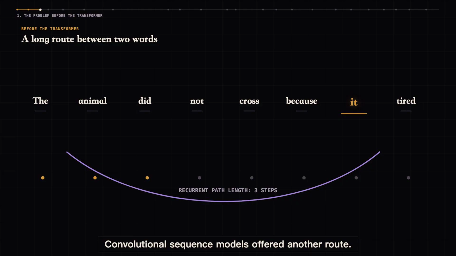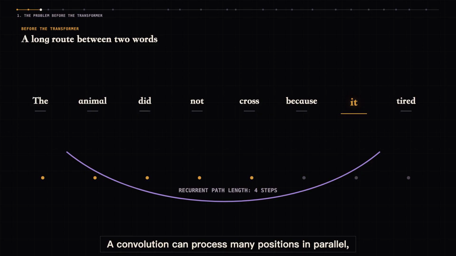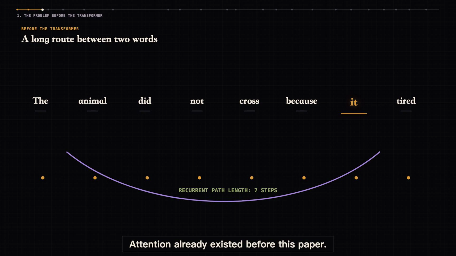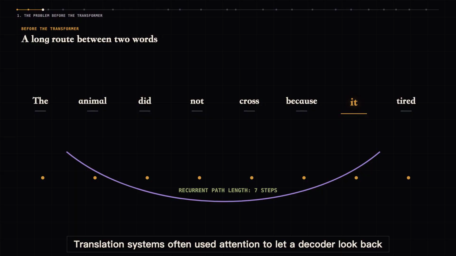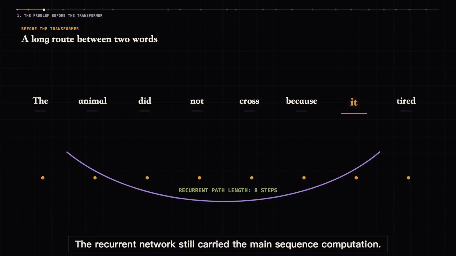Convolutional sequence models offered another route. A convolution can process many positions in parallel, but one local convolution sees only a limited neighborhood. Connecting two distant positions requires wider kernels or a stack of layers. Attention already existed before this paper. Translation systems often used attention to let a decoder look back at useful encoder states. The recurrent network still carried the main sequence computation.